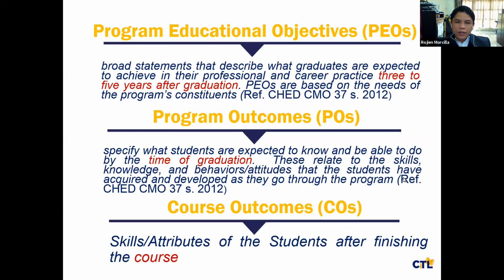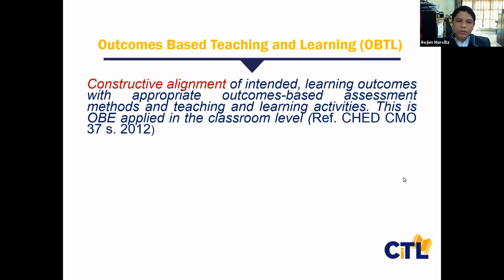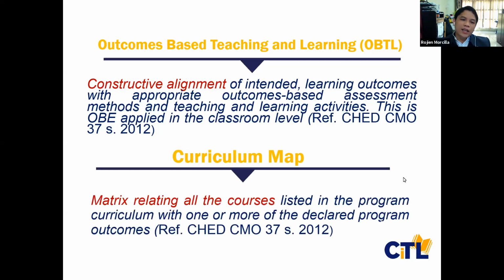Okay? Now, other terms. When we say OBTL, outcomes-based teaching and learning, it is a constructive alignment of intended learning outcomes. Meaning, as discussed last time, again and again, the constructive alignment between your learning outcomes or course outcomes, your appropriate assessment tools, and your teaching and learning activities that are aligned to these three.